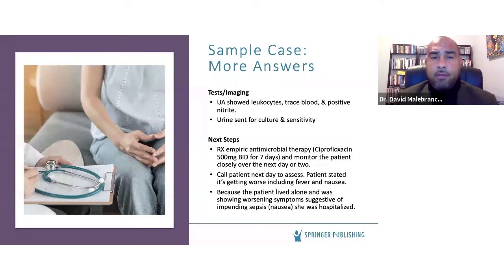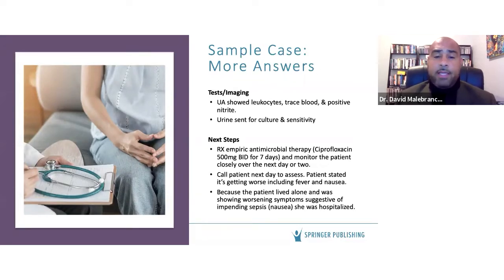Obviously, 3 out of 4 of folks who are answering now thought it was pyelonephritis. Your testing, the UA, showed some leukocytes, trace blood, and positive nitrite, and the urine was sent for culture and sensitivity. Obviously, you're not going to be able to get culture and sensitivity immediately. It may take a few days. So as a clinician, you're going to be asked to do something at that time. So with regard to next steps for this case, she was started on empiric antimicrobial therapy, ciprofloxacin, 500 milligrams BID for 7 days, and instructed they were going to monitor the patient closely over the next day or two.